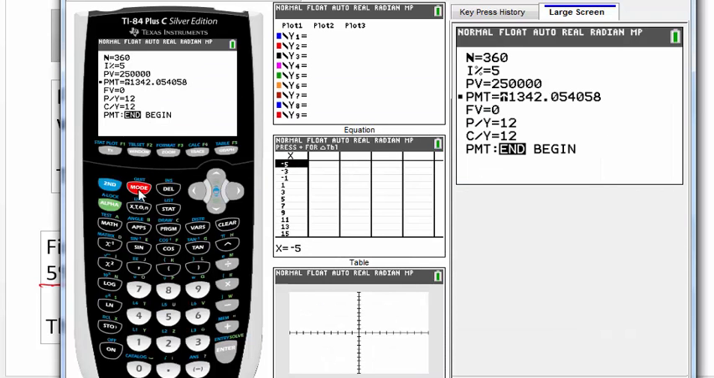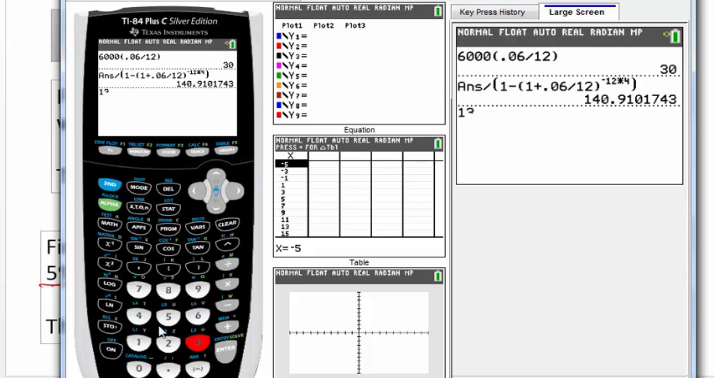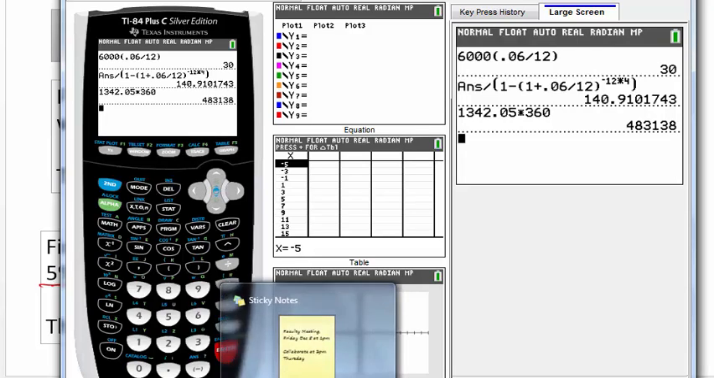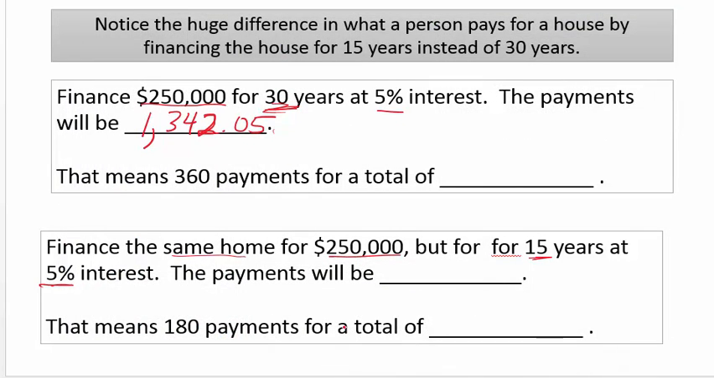Now, let's figure out what that is. I'm going to quit this. We take 1342.05 times 360 payments, because you're going to make that payment over a 30-year period, and you are paying $483,138. Now, hang in there with me. I want you to see something here. That's how much you're really paying for that house.